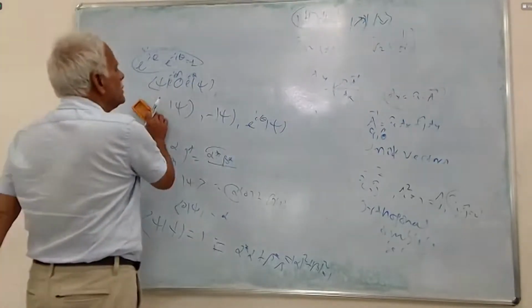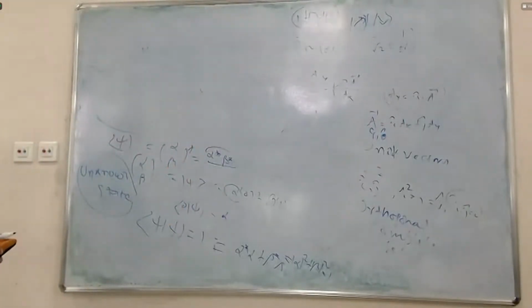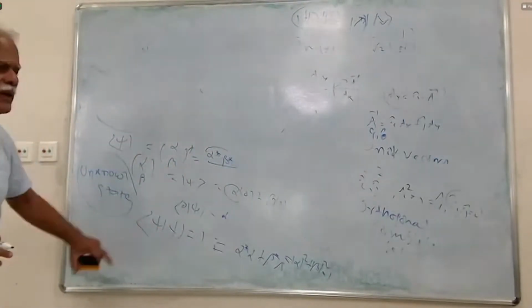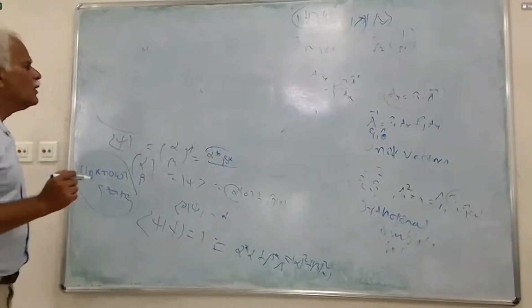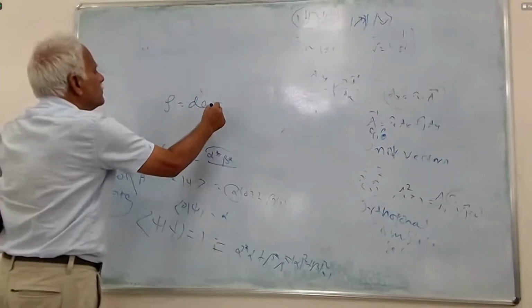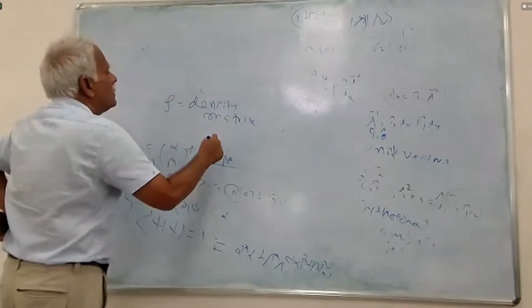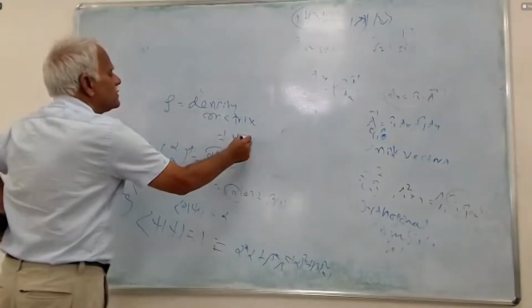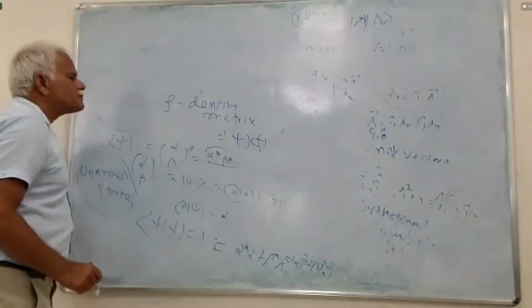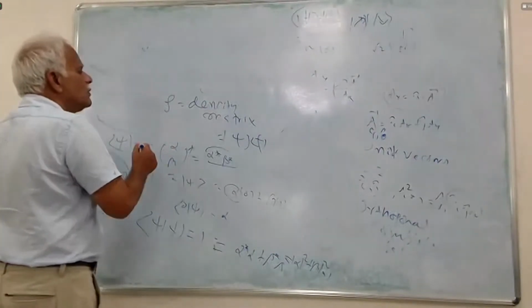Because of this reason, people from very early on pointed out that instead of dealing with the wave function, it is better to deal with something called the density matrix. This type of object we introduced, why it was required, and it is this object rho. What is this object? Let's work it out.